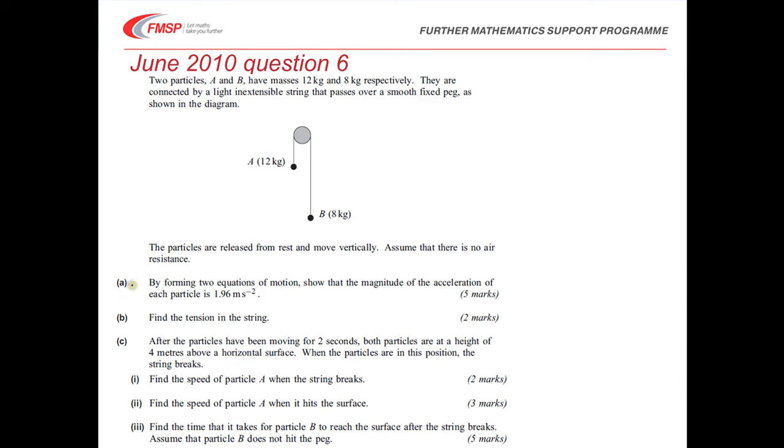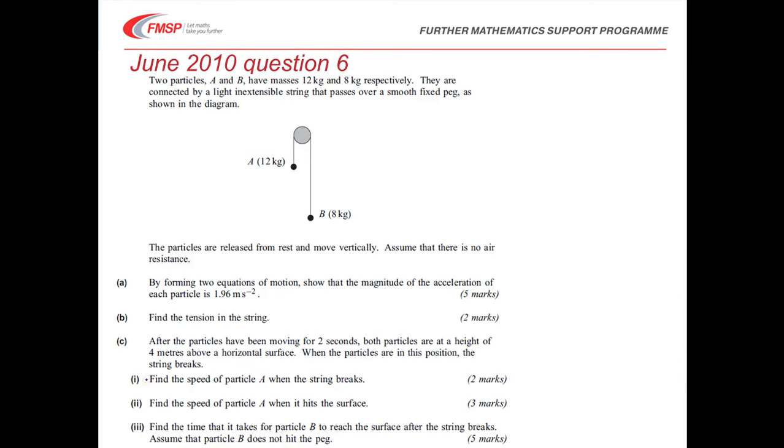So quite a few parts to this question, but first of all we're asked to form two equations of motion, show that the magnitude of the acceleration of each particle is 1.96 meters per second squared. And once we've done that, we're asked to find the tension in the string. And then in part C it says that after the particles have been moving for 2 seconds, both particles are at a height of 4 meters above the horizontal surface. And when they're in this position, the string breaks.